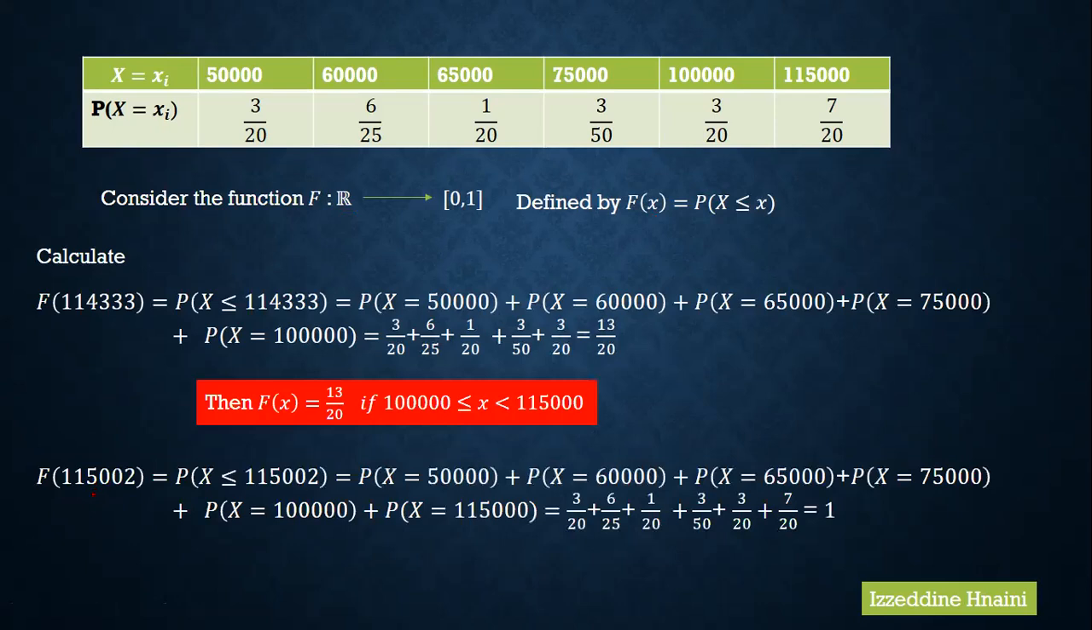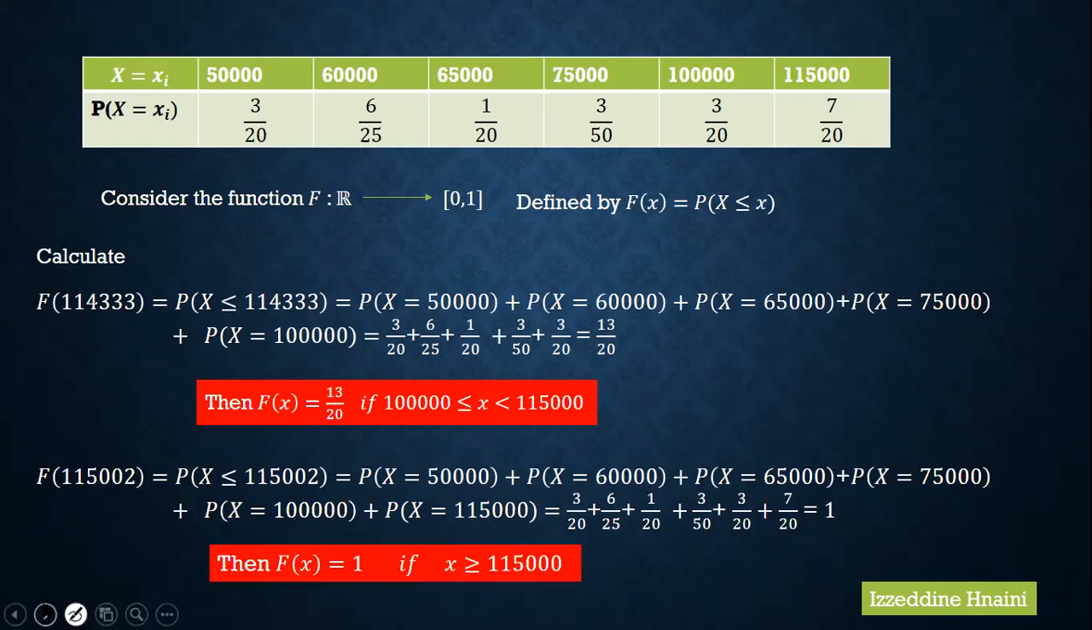Finally, here I want to calculate F(115,002). It is the probability that the random variable is less than or equal to 115,002. So it is the probability of X equal 50,000 plus 60,000 plus 65,000 plus 75,000 plus 100,000 plus 115,000, which is equal to 1.